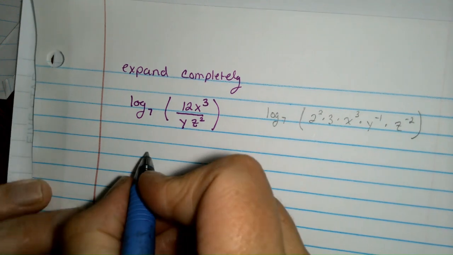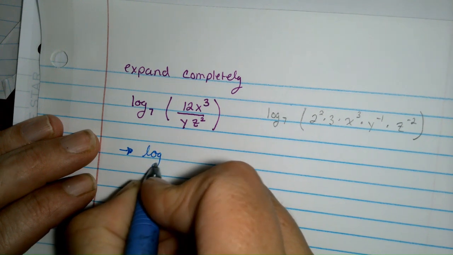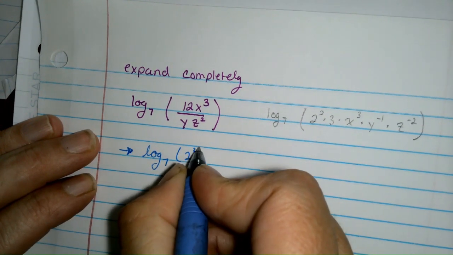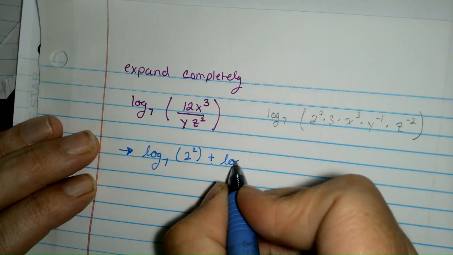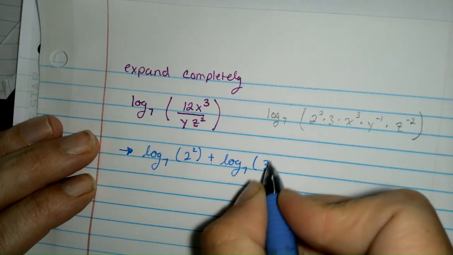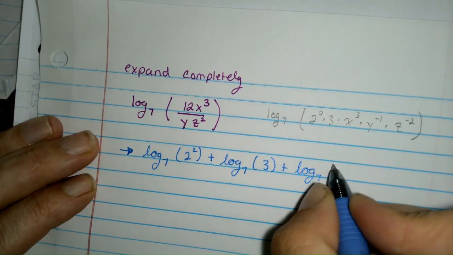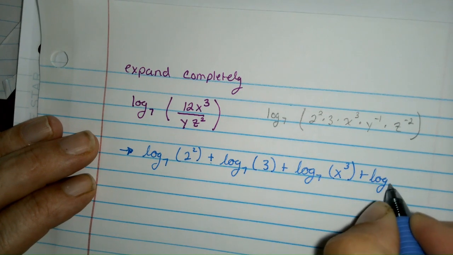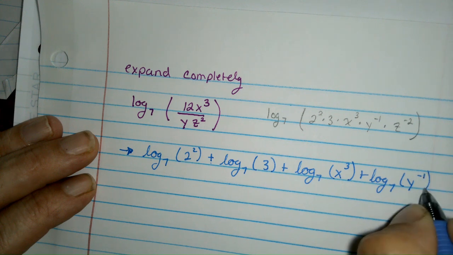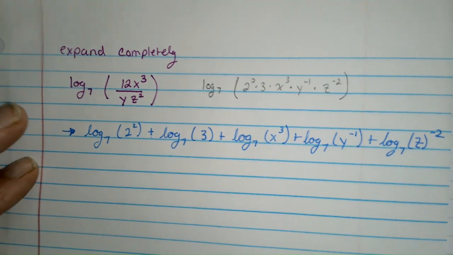So I will have log base 7 of 2 squared, multiply, so plus log base 7 of the next factor, and there's a times sign, so plus log base 7 of the next factor, plus log base 7 of the next factor, plus log base 7 of the next factor. Whew, that was a lot.